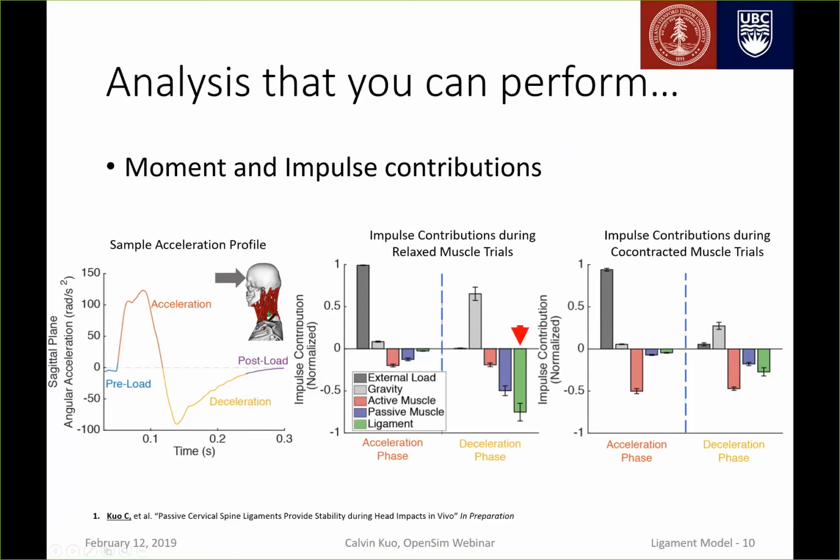Note that the positive impulses here represent impulses that accelerate the head, and negative impulses are impulses that contribute to deceleration. Furthermore, as one might expect, we also found that the active musculature was the primary contributor to stabilizing moments when subjects co-contracted their neck muscles, shown here in red.